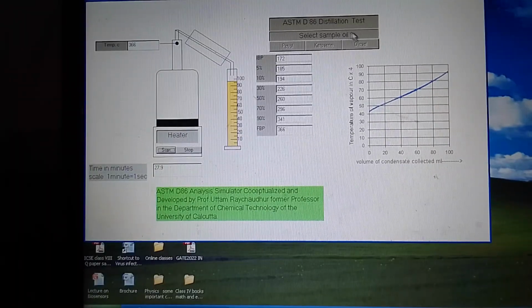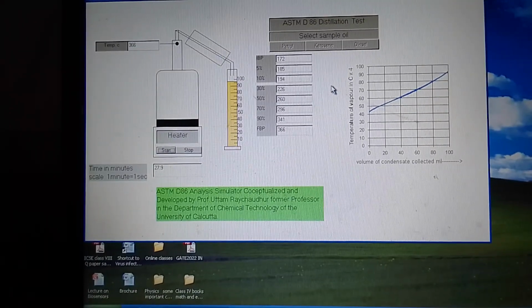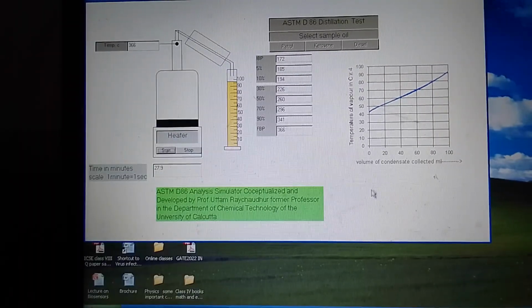Batch distillation is a testing method which is popularly used, and it is the cheapest and quickest method for testing the distillation property of any light products like petrol, kerosene, and diesel. And it may also be tried for other petroleum oils.